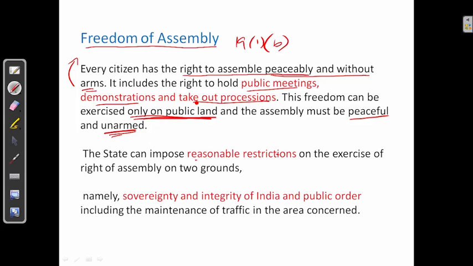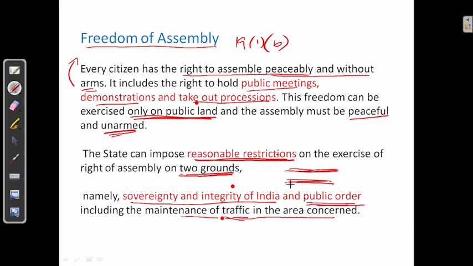Okay, next, the state can impose reasonable restrictions. However, there are some restrictions. These restrictions are on 2 grounds. What are they? Sovereignty and integrity of India and public order. On these 2 grounds there are some reasonable restrictions, including the maintenance of traffic in an area. If there is any assembly, like a gathering of people on the roads, causing some traffic, then restrictions are imposed on this meeting.